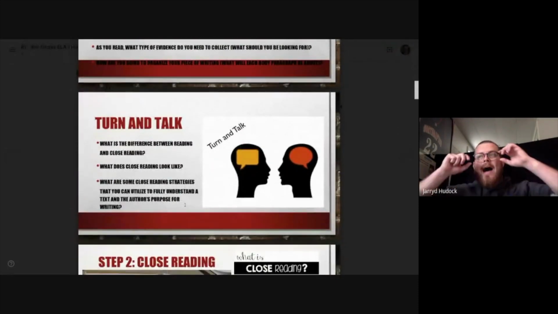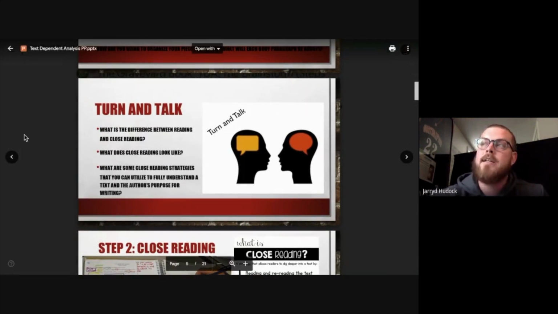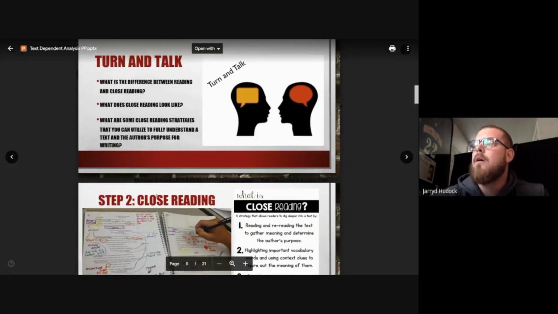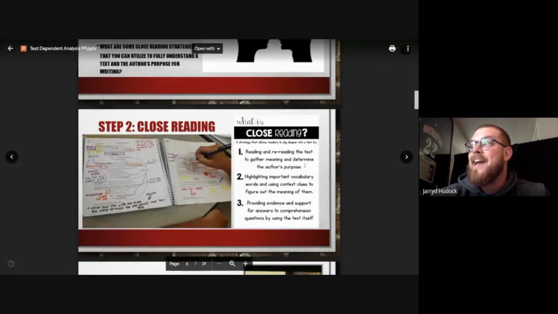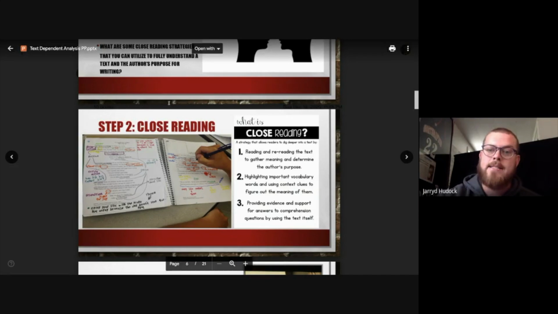Then step 2, I like to have the conversation about what's the difference between just reading and close reading, because there are a number of differences. So close reading has to do with gathering meaning and determining the author's purpose. Sometimes students think it's just highlighting important vocab. So they'll highlight entire sections of text, or they'll highlight entire paragraphs instead of actually breaking down that paragraph and only highlighting what's important. And then the most important part of close reading is actually including annotations.